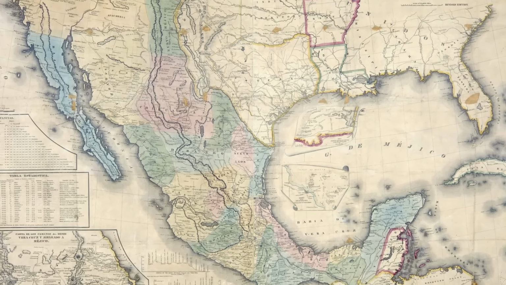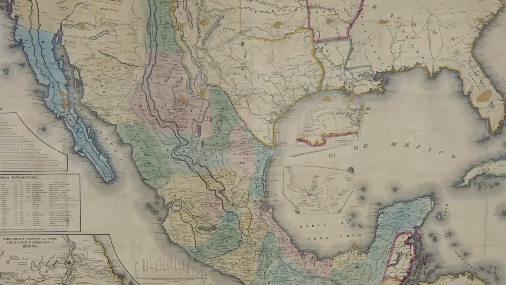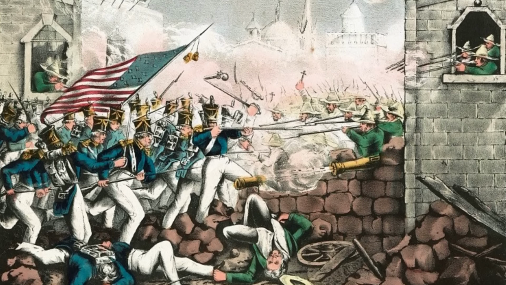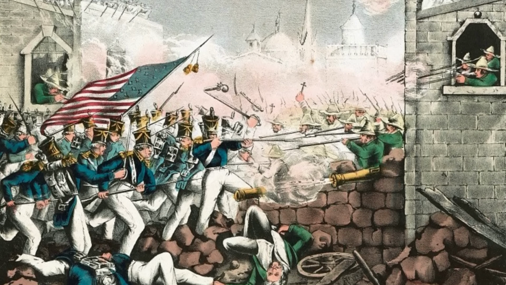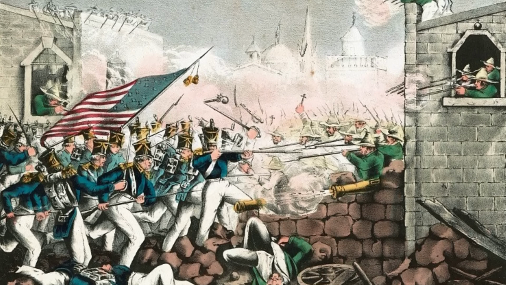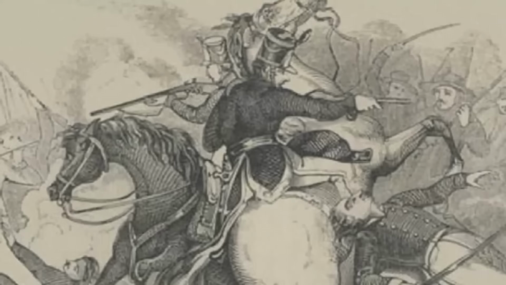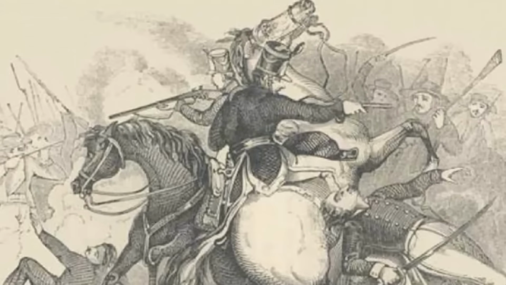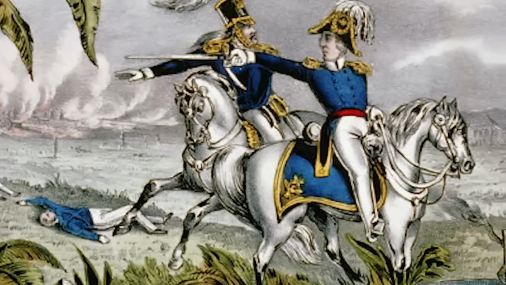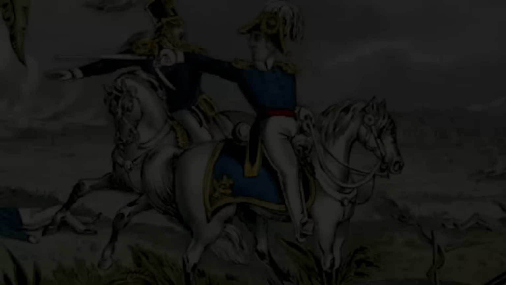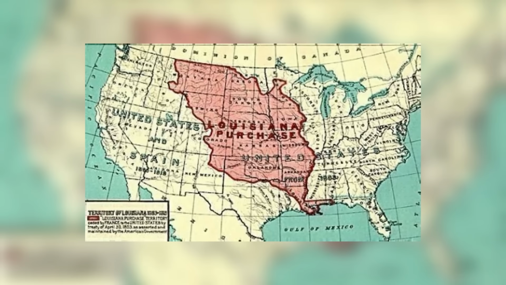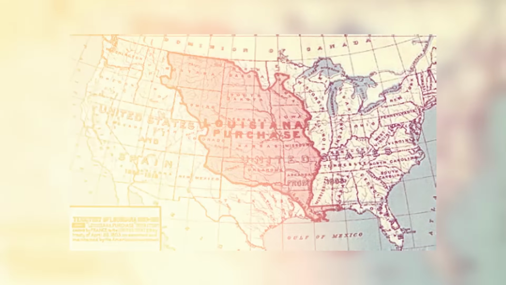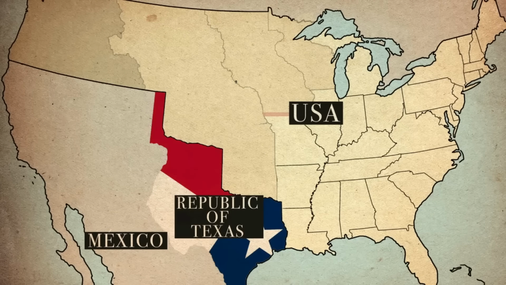The Treaty of Guadalupe Hidalgo, signed in 1848, marked the culmination of the Mexican-American War and heralded a seismic shift in the geopolitical landscape of North America. Mexico, compelled by the relentless advance of U.S. forces and the stark realities of war, relinquished a vast expanse of territory encompassing present-day California, Nevada, Utah, Arizona, New Mexico, Colorado, Wyoming, and significant portions of Texas.